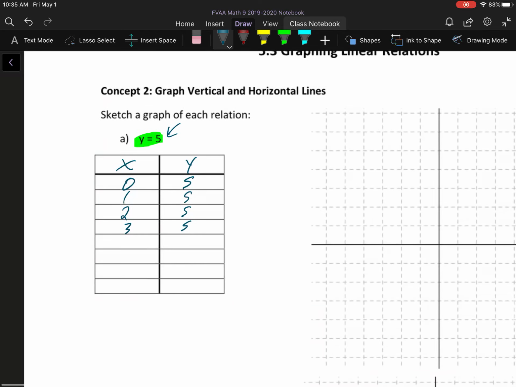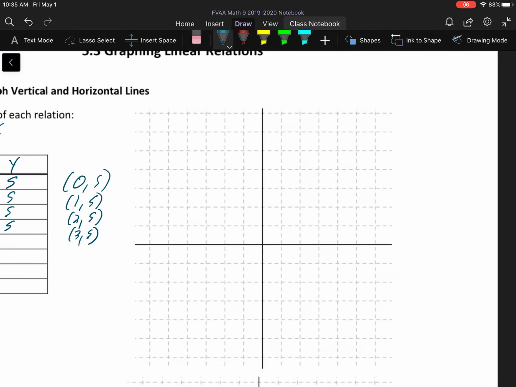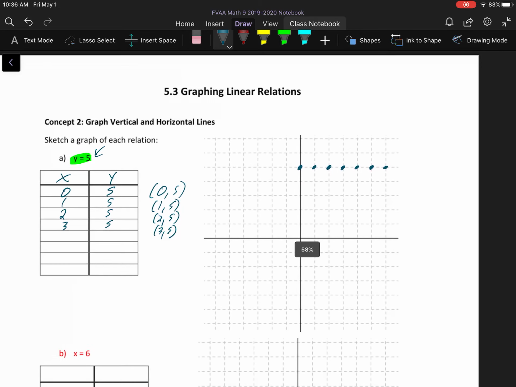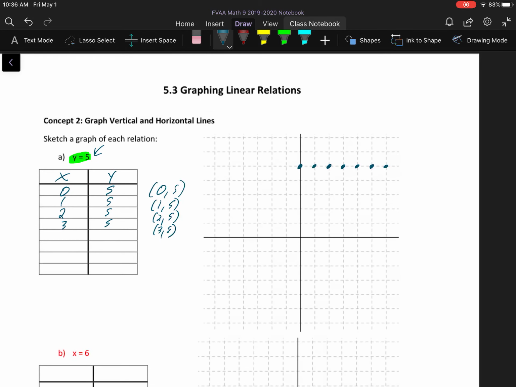So how do you graph that? Well, we have these points, 0, 5, 1, 5, 2, 5, 3, 5, okay, that we can graph. So 0, 1, 2, 3, 4, 5 would be here, 1, 5 here, 2, 5, 3, 5, 4, 5, 5, 5, whatever, 1,000. If x is 1,000, y is still 5, right? And so we get this horizontal line. When you have a y equals equation, you get a horizontal line.